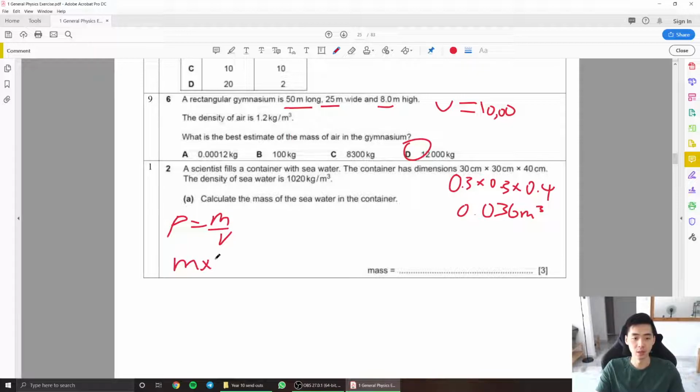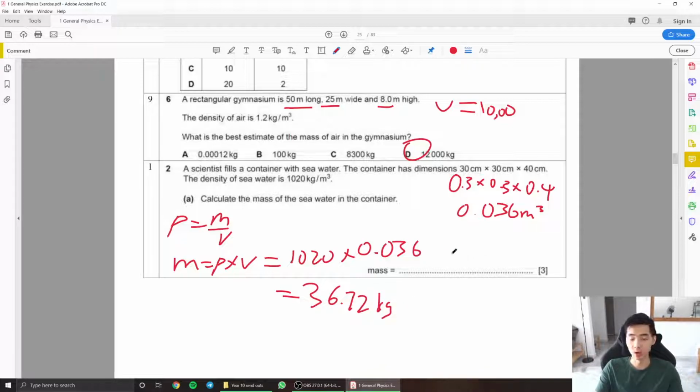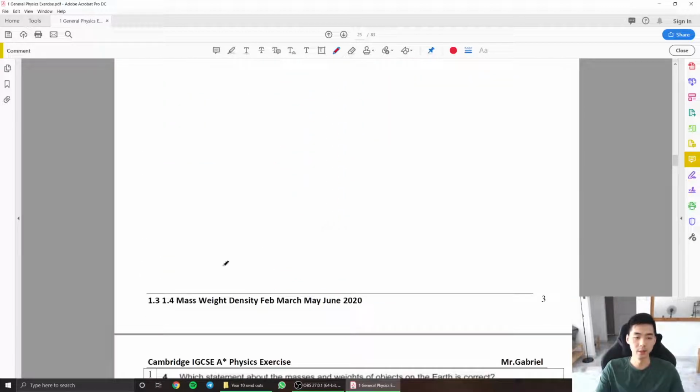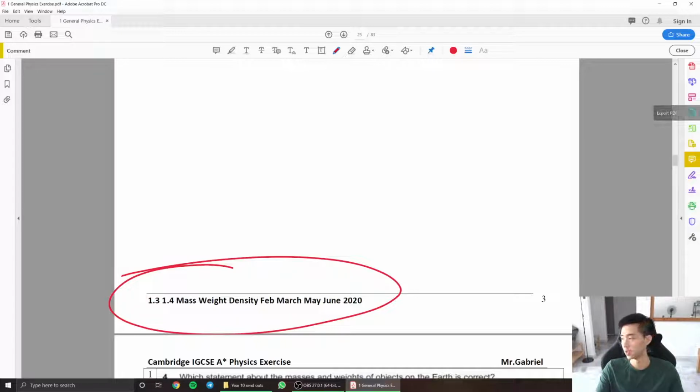From here, if I want to find the mass, density is yet again mass over volume. Mass would be density multiplied by volume. In this case, it will be 1020 multiplied by 0.036. Press that into the calculator. You'll get a final answer of 36.72 kg. But you cannot write more than 3 significant figures in this dotted line here. So you should have 36.7 kg written here. Alright, and that is the end of the mass, weight, density exercises.